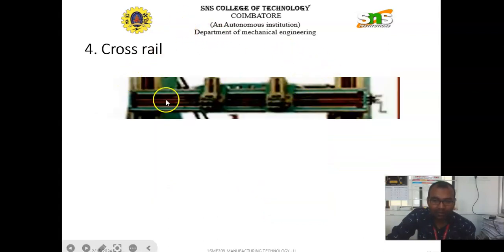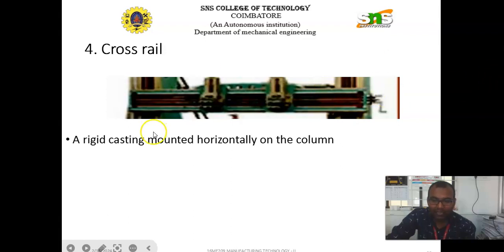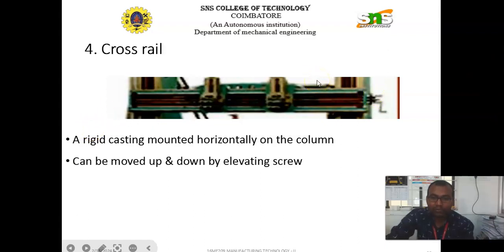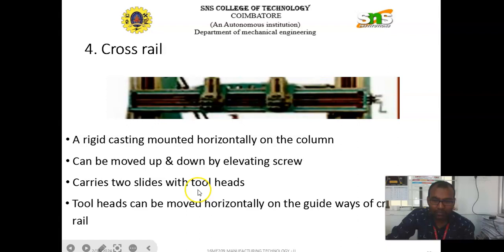The next important part is the cross rail. It is a rigid casting mounted horizontally on the column. The housing or column is in the vertical position, whereas the cross rail is mounted horizontally on the column. It can be moved upward as well as downward by an elevating screw, and it carries two slides with the tool heads. Tool heads can be moved horizontally on the guideways of the cross rail. With the help of the guideways, we can fit the tool heads conveniently based upon the shape of the workpiece.